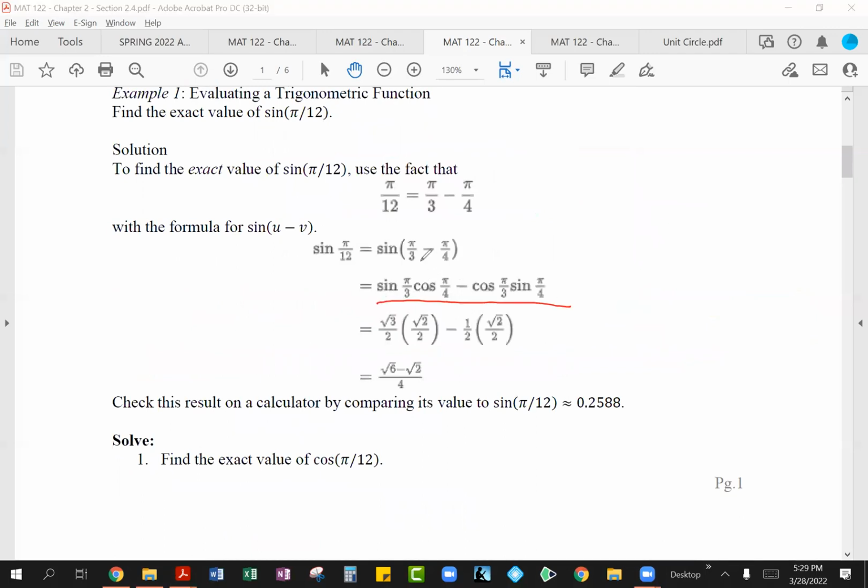And now using the unit circle, we know sine of pi over 3 is square root of 3 over 2. Cosine of pi over 4 is square root of 2 over 2. So that helps us break down the first part. Again, minus, minus. Cosine of pi over 3 is 1/2. Sine of pi over 4 is square root of 2 over 2. We can now go ahead and clean these up. Square root of 3 times square root of 2 gives you square root of 6. Again, we've got that minus sign here. 1 times square root of 2 is square root of 2, and then the denominator, 2 times 2, gives you 4.